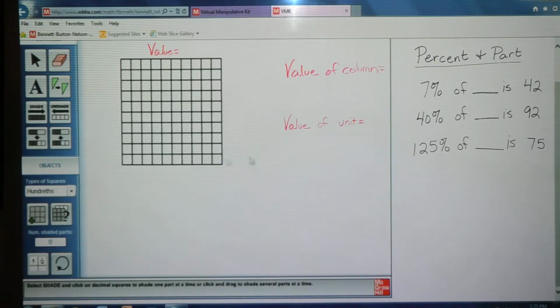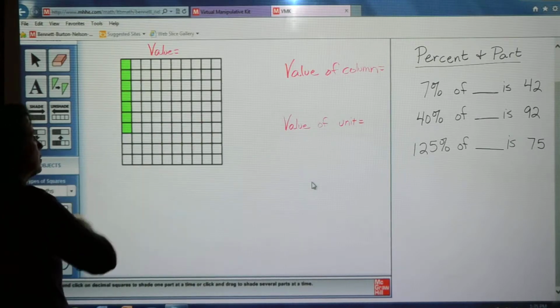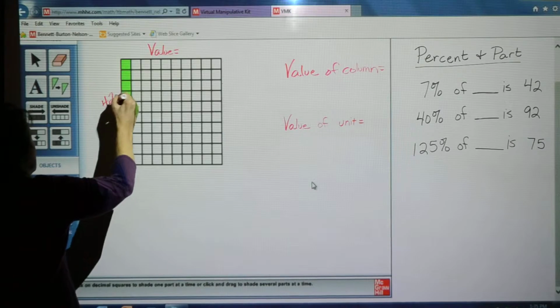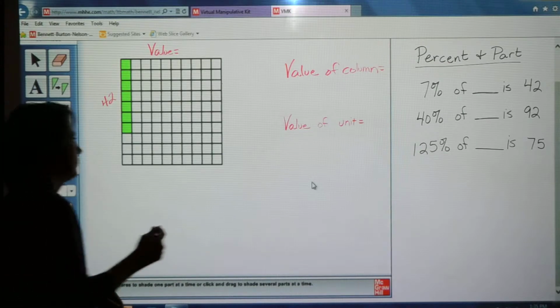7% of something is 42. Well, what do we know? We know that we are dealing with 7%. So I'm going to color in 7 squares. There is 7%. And what do I know about that 7%? I know that these 7 squares are worth 42.